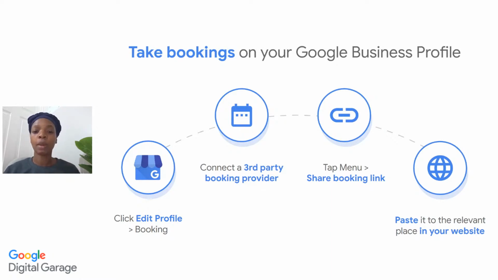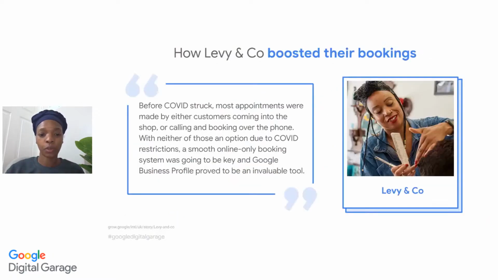So one thing to just remember here is that bookings are only available to certain categories like restaurants, hotels, or spas. So when you're setting up your profile for the first time, you'll be prompted to select 5 categories. Make sure that you've selected one of those to ensure that the booking functionality is enabled for you.